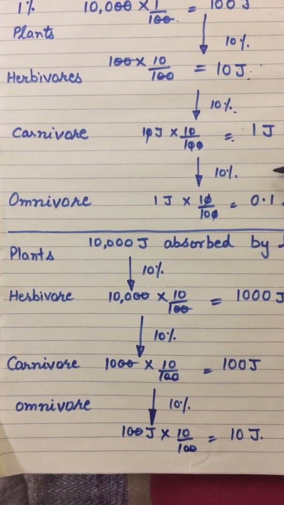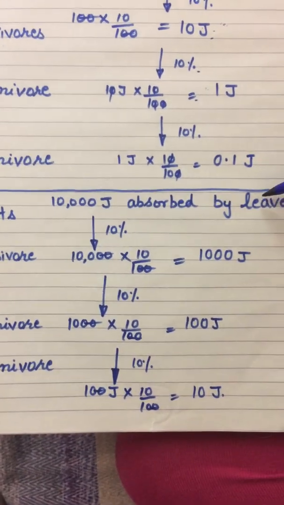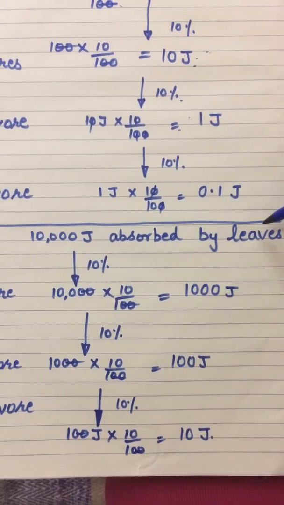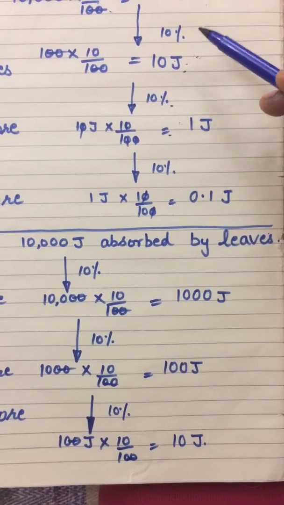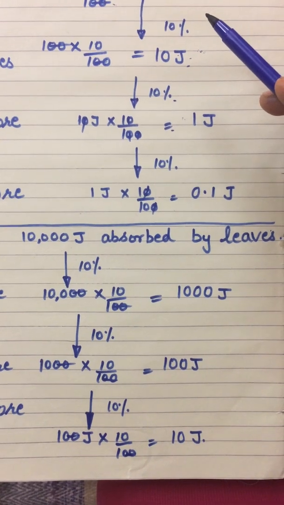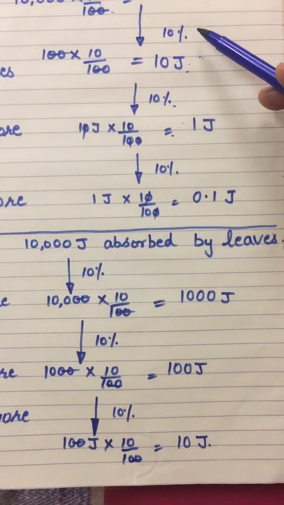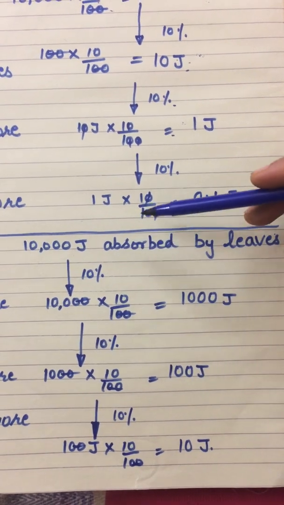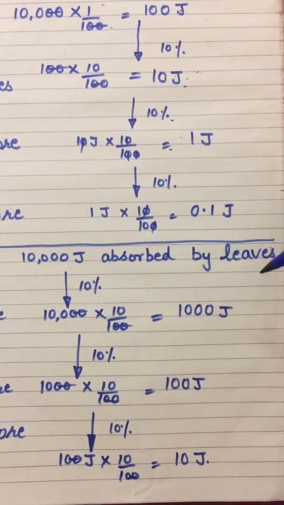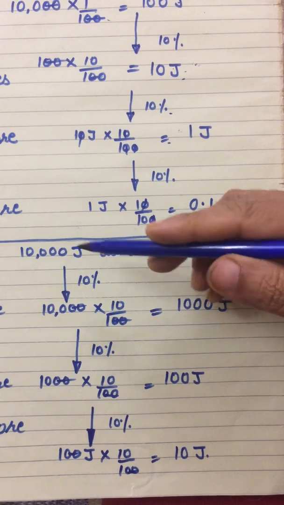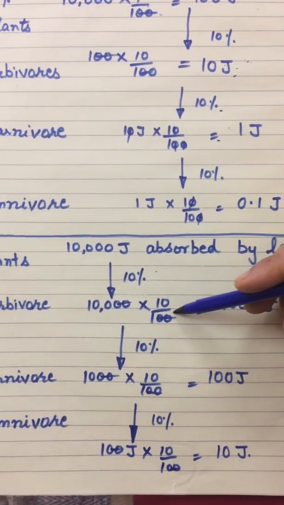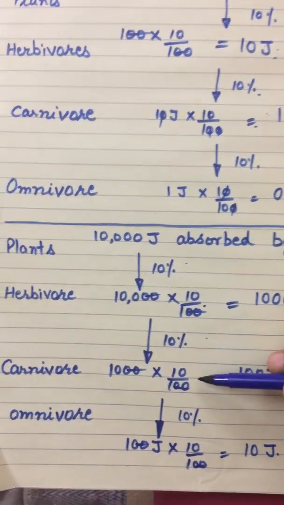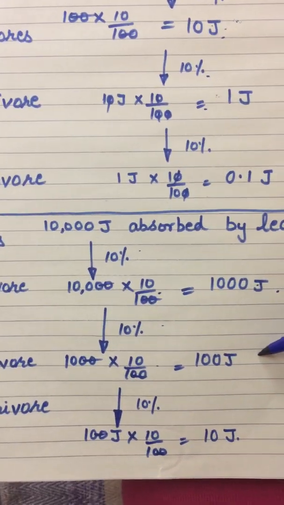So this is clear. Now another question: if 10,000 joule of energy is absorbed by the leaves. In the first part, 10,000 joule of energy falls on the surface of the leaf, and in the second part, 10,000 joule is absorbed by the leaves. Then of the absorbed energy, 10% goes to the herbivore, that is 1000 joule. Of that, 10% goes to the carnivore, that is 100 joule.